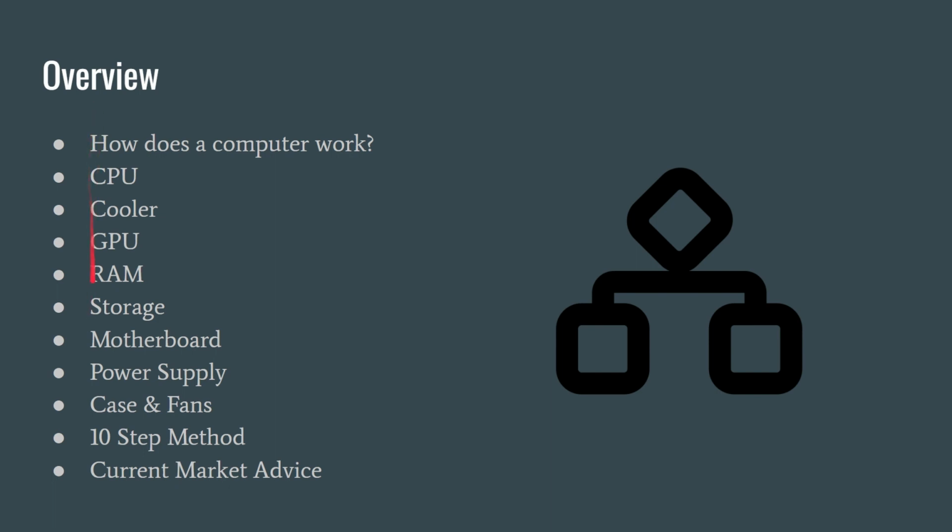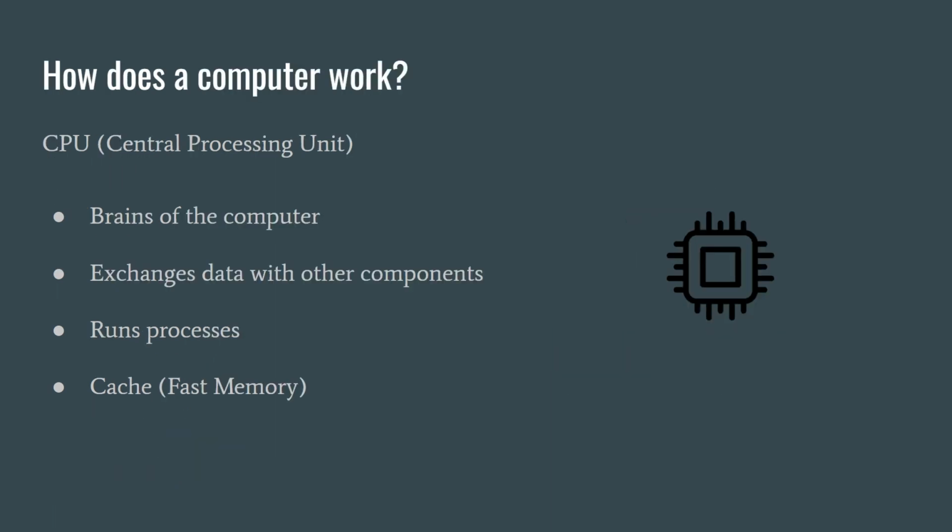And then after we've covered all these parts, I'm going to give you guys my 10-step method of how to pick the parts for a PC, which I think will be pretty foolproof and it'll be pretty generalized to any use case. And then at the very end, I'm going to give you guys some current market advice for things to avoid, types of specs you want to care about or look for, based on how the market is going right now. Okay, so how does a computer work?